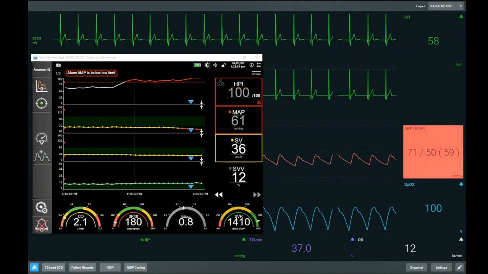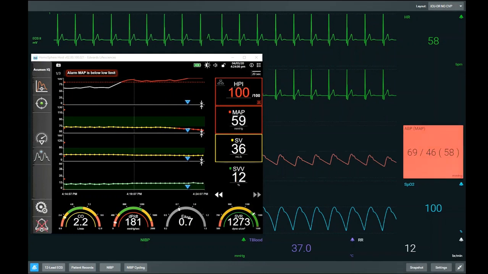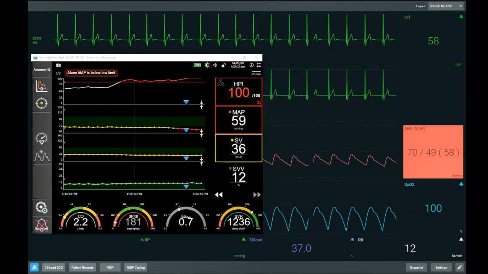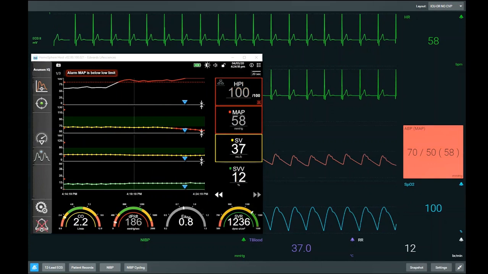So if we are giving fluid to this patient to improve their mean arterial pressure, that is absolutely the wrong thing to do. And we can see now, despite giving that fluid bolus, the blood pressure continues to drop and the HPI remains high at 100, or its maximum value. When we go back and look at the physiology now, we can see that SVV is on the cusp of being a preload responder, so it may or may not be.